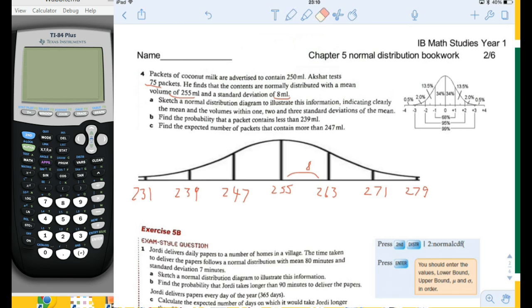All right, now next question. Sketch a normal distribution diagram to illustrate this information. Okay, we already did that. Even if they don't ask you to do this, it's very useful to do this. Find the probability that the packet contains less than 239. Less than 239 would be these two parts, right? So remember, this is 34, this is 13.5, this is 2, and this is 0.5. So the purple area would be 2 plus 0.5, so it would be 2.5%.